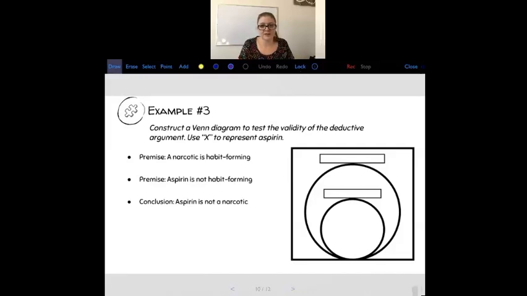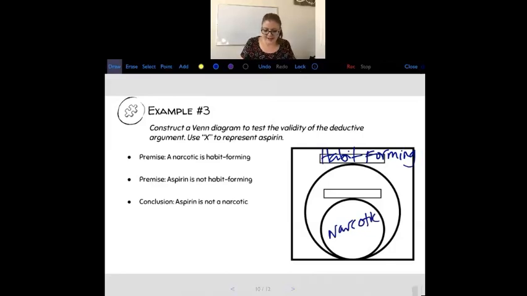So we build our Venn diagram from premise 1. A narcotic is habit forming. So when we're building the Venn diagram, is everything habit forming a narcotic or are narcotics habit forming? Okay. So we have habit forming. There are other things that are habit forming as well, like food or video games, etc. And in this case, we're talking about a narcotic.